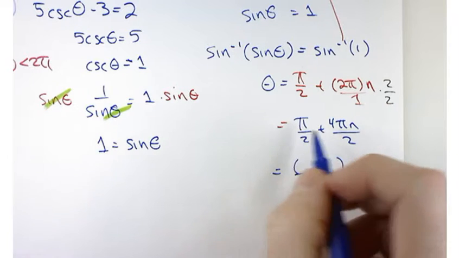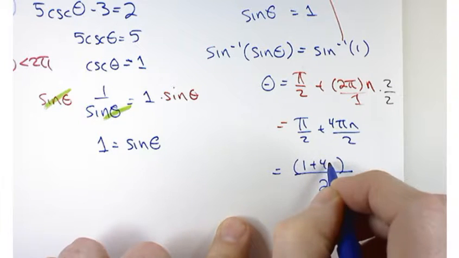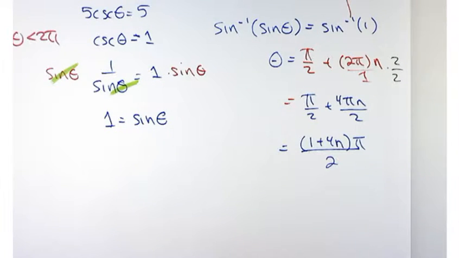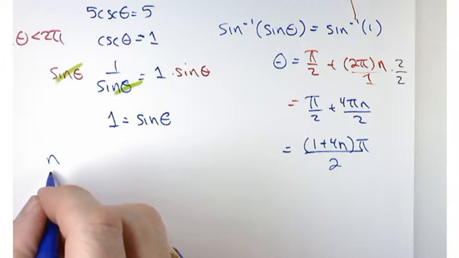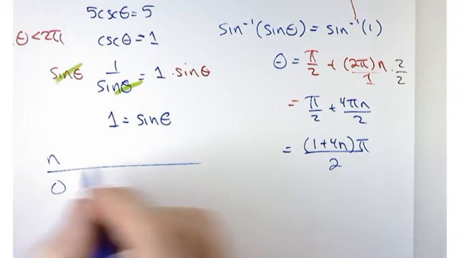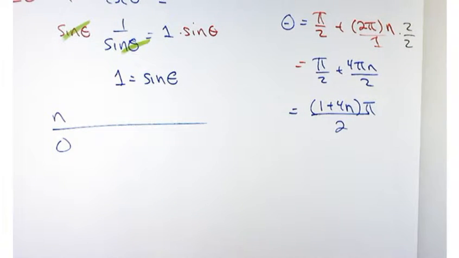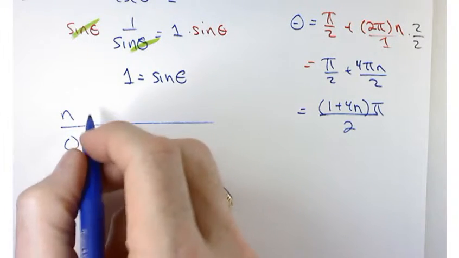If I factor out the pi from this first term, what's left behind? 1 plus 4n, times pi. And this, I hope, would make it really easy for you to plug in values of n to figure out where these things work. What are the solutions? So we can make a little table here, values of n and the corresponding values of theta. And what this is going to show is you're just going to get a nice regular set of multiples of pi over 2, specific odd multiples.